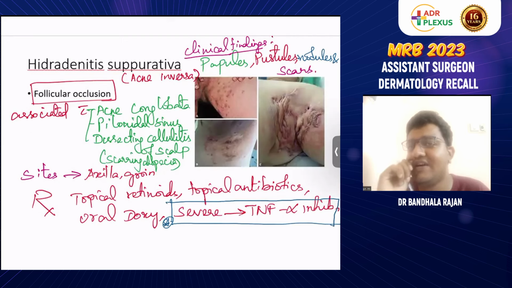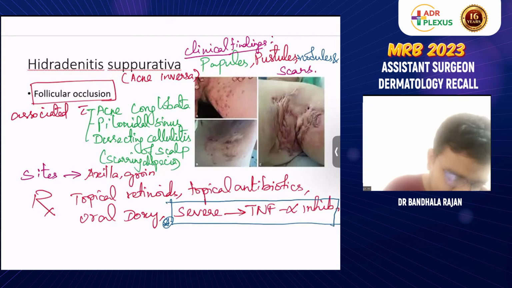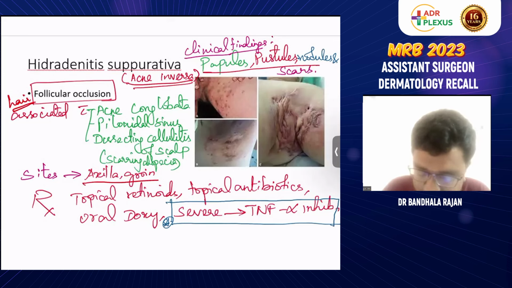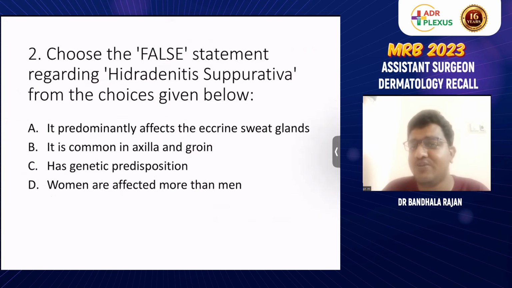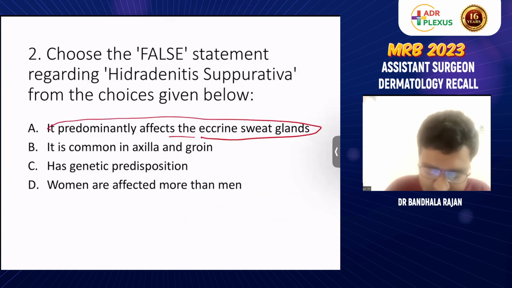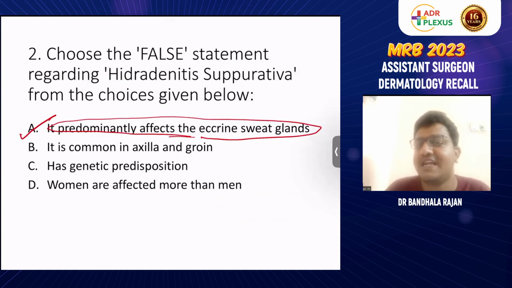We know hidradenitis suppurativa is due to follicular occlusion, because of the hair follicle occlusion. That is the main reason, right? It is commonly seen in axilla, groin and other flexures. It is known as acne inversa because the lesions are similar to acne lesions. It has a genetic predisposition and women are more commonly affected. So with these options you can identify: hidradenitis suppurativa doesn't affect the eccrine sweat gland. So that is the answer here. Other points are correct. It is commonly seen in axilla and groin, with papules, nodules and all, so it is known as acne inversa. It has a strong genetic predisposition, and women are more commonly affected than men.